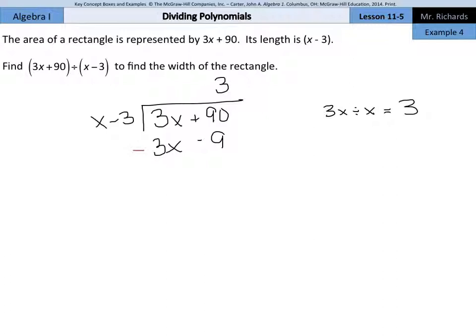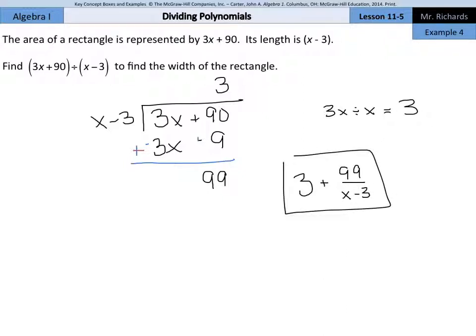But instead of subtracting, let's add the opposite. So turn this into addition. The opposite of 3x is negative 3x, and the opposite of minus 9 is plus 9. So 90 plus 9 is 99. And 3x plus negative 3x, that's 0x, so it just kind of goes away. So to write our simplified answer here, we'll have our 3, and then plus that remainder, which is 99 over x minus 3. And that represents the width of the rectangle.